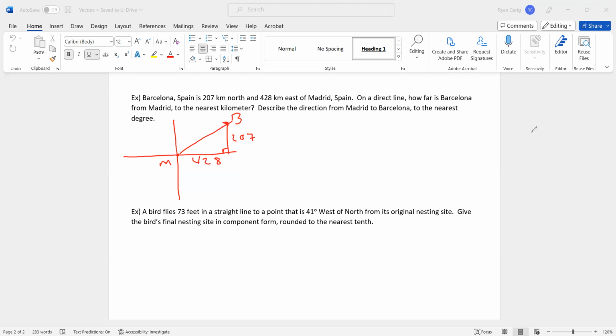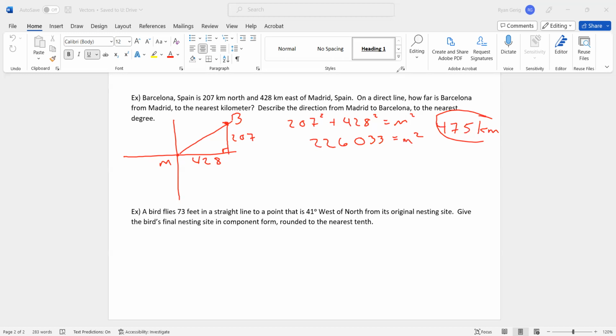Well, we're going to do the Pythagorean theorem. 207 squared plus 428 squared equals m squared. So I'm just going to go straight to the calculator here. 207 squared plus 428 squared is 226,033. And I'm going to square root that. 475.4, so 475 kilometers. They're about 475 kilometers away from each other.